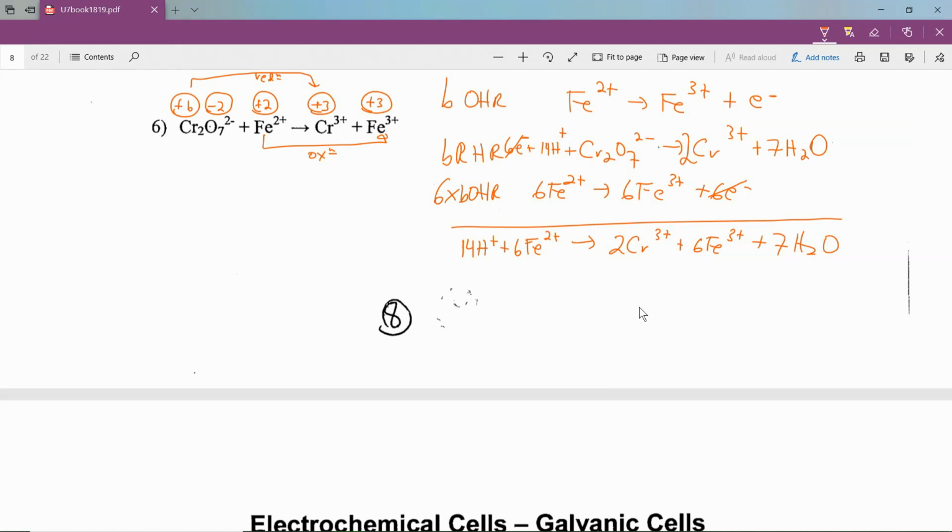So let's see, does this work? 6 irons, 2 chromiums. I seem to be missing a chromium here, aren't I? What is it? Cr2, oh, I forgot to put that in, didn't I? Plus Cr2O7 2-. So now the chromiums are good. See, that's why you check, right? Oxygens are good, 7. Hydrogens are good, 14 and 14.